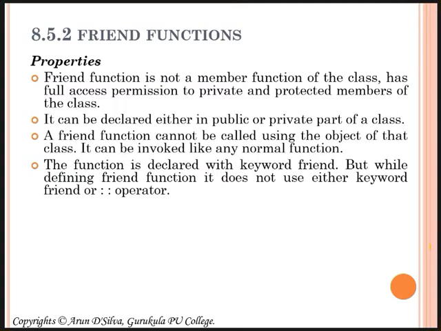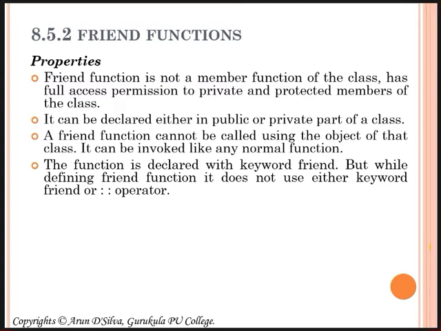The fourth property says a friend function is declared with the keyword friend, but while defining a friend function, it does not use either the keyword friend or the scope resolution operator. Inside the declaration in the class, just to show that this function is a friend of this class, we make use of the friend keyword. But while defining, friend is not required. It's a general function, so friend is not required. And at the same time, it is not required to say which class it belongs to, because it's a general function. So the scope resolution operator is also not required.